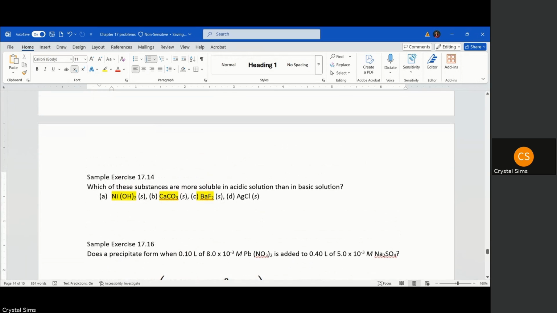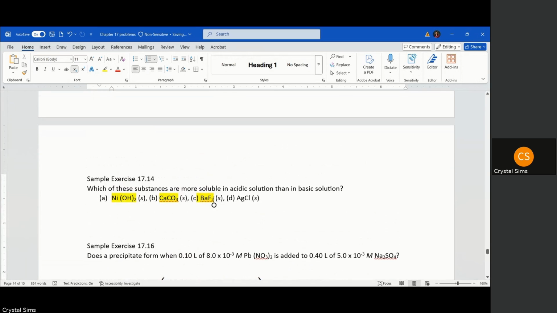And then sample exercise 17.16. In this one, we are looking at precipitation and separation of ions. In 17.16, does a precipitate form when 0.10 liters of 8.0 times 10 to the negative 3 molar lead(II) nitrate is added to 0.40 liters of 5.0 times 10 to the negative 3 molar sodium sulfate?